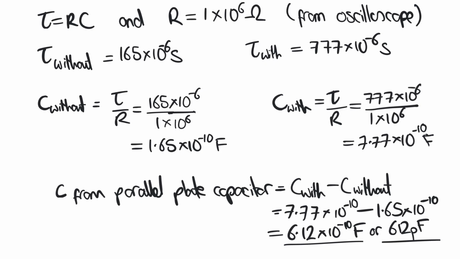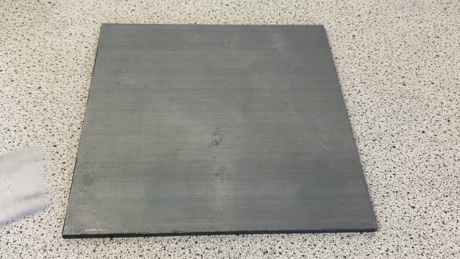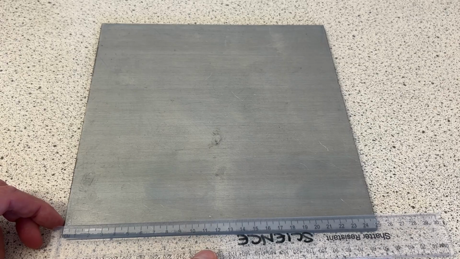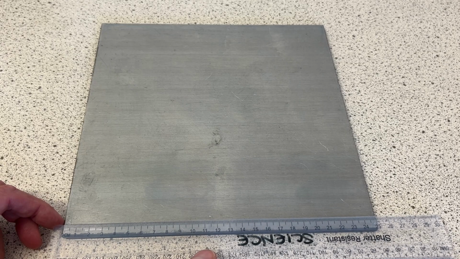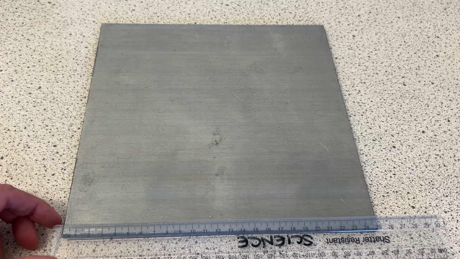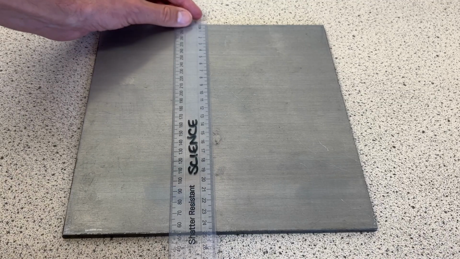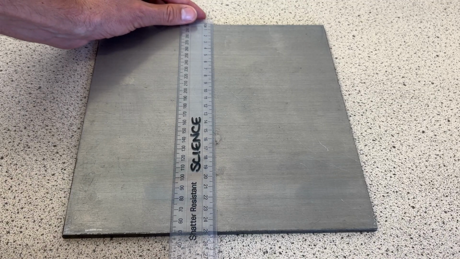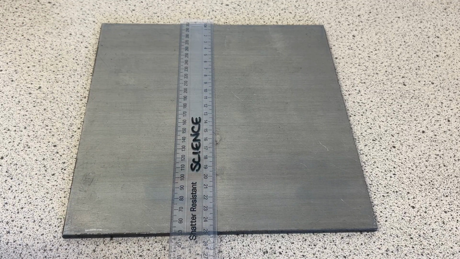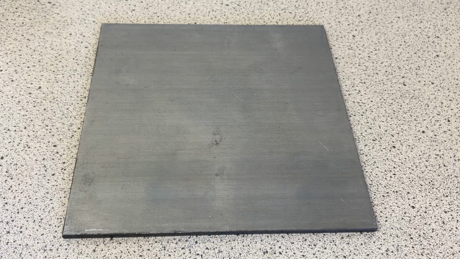Let's now measure up the capacitor and see if we can calculate the capacitance using the parallel plate capacitor equation. To find the area of the plate, I can just use a ruler, and I can see that it is 25 centimeters in that direction, and it's also 25 centimeters in that direction. So 0.25 meters by 0.25 meters.